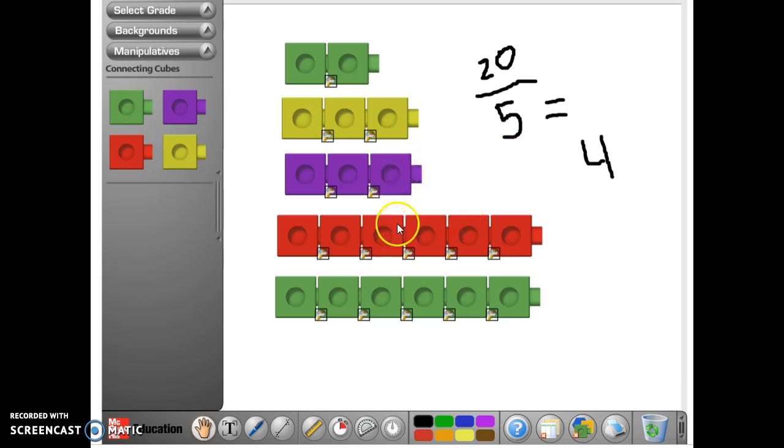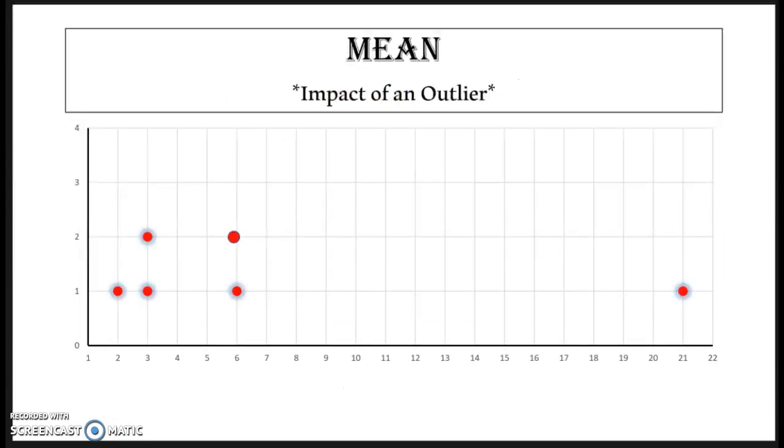and it should tell us kind of like the middle of the data set. So do you think, right now these numbers are pretty close together, 2, 3, and 6, these values. But if we had one that was very small or much larger, how would that impact the mean?